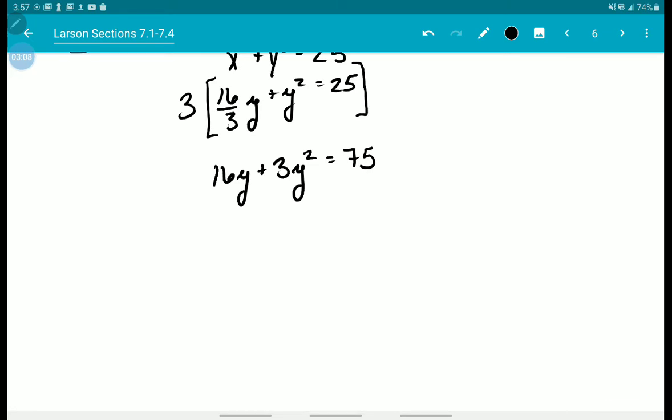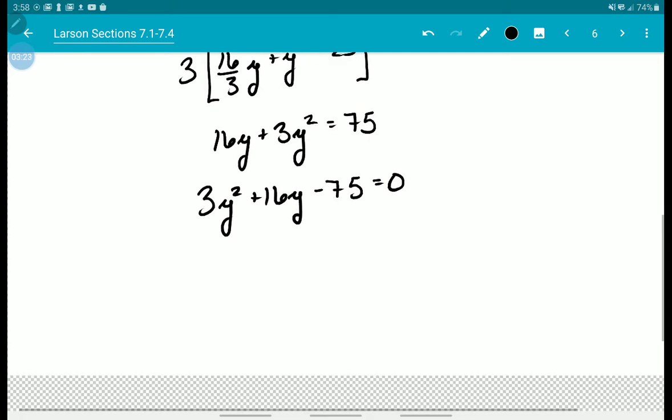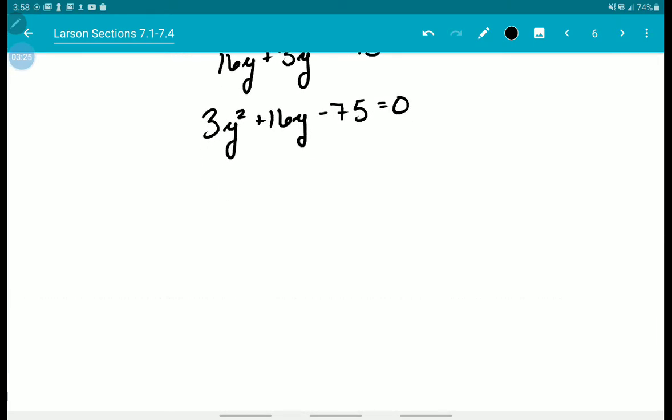So we have a quadratic. To solve a quadratic, we need to move everything to one side of the equation. And I'm going to write this in standard form. And to solve this quadratic, we really want to try to factor if we can. We could use the quadratic formula, but I'm going to use that AC method that we talked about at the beginning of class. In this case, our A times C is 3 times negative 75, which is going to be negative 225.